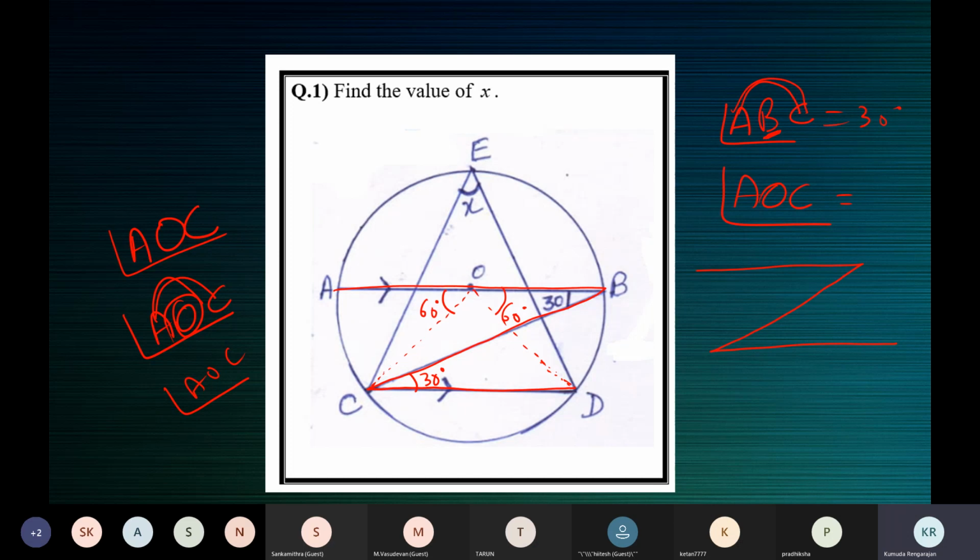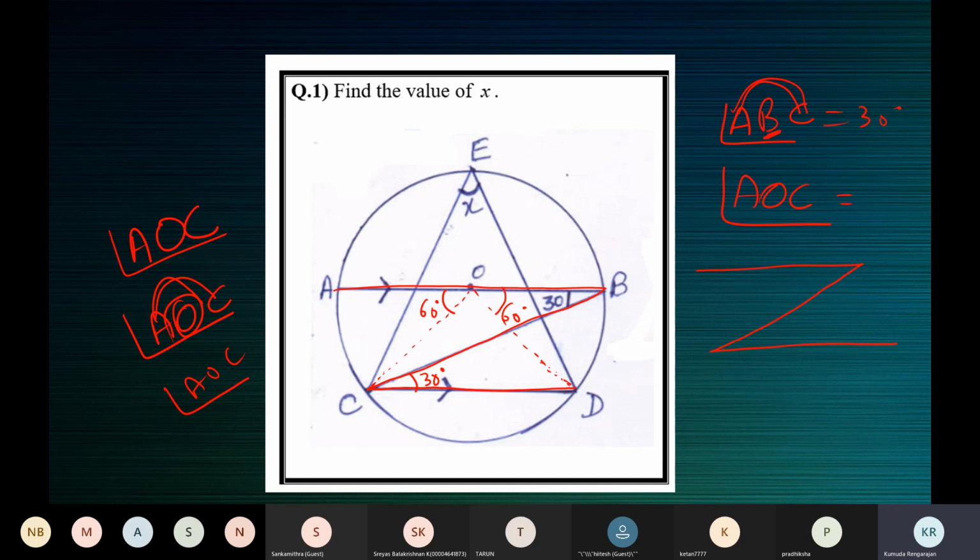Now, children, can you find the measure of angle COD? Linear. What is the measure of angle COD? 60 degrees, ma'am. Sum of all the angles of a straight line is equal to 180. We already have 120 there, so 60 degrees.